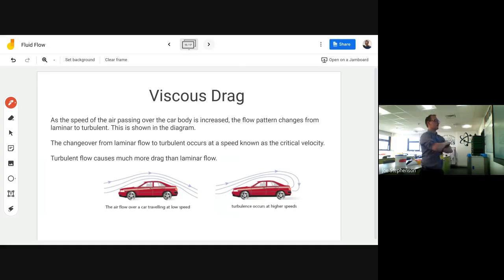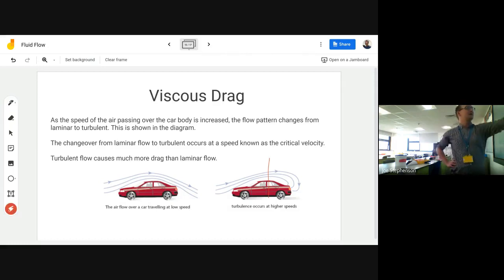This bit here talks about what happens when an object does speed up. As the speed of air passing over the car is increased, the flow pattern changes from laminar to turbulent. So we can actually see this happening here. There's a transition that starts to cause turbulence. The changeover from laminar flow to turbulent occurs at a speed known as critical velocity.